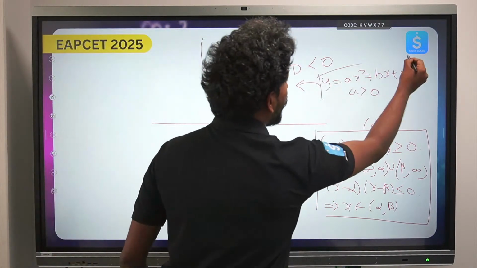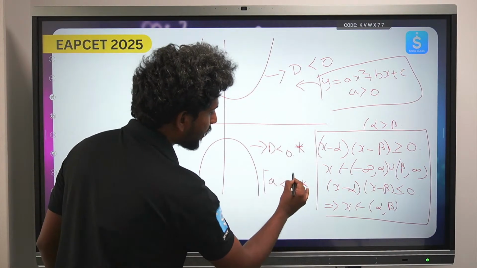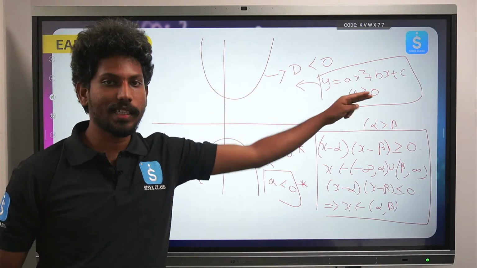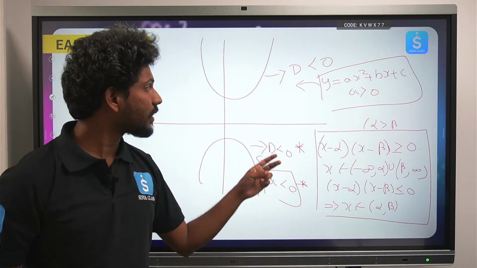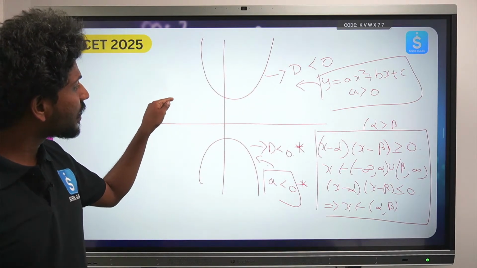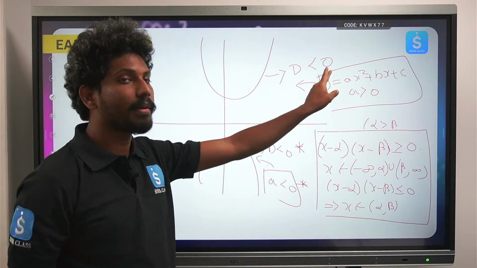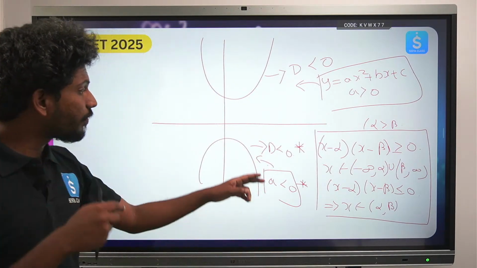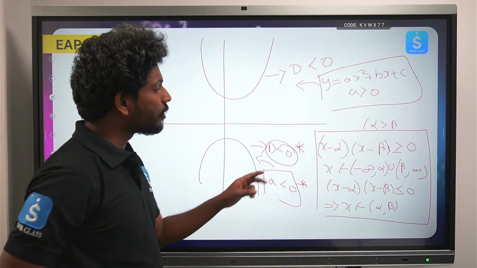Just try to take down this one note point. When the parabola is facing upward, a will be greater than 0. When we have it facing downward, a will be less than 0. Specifically, they're talking about those parabolas where it is not even touching the x-axis. The discriminant should be less than 0, and here also the discriminant should be less than 0. So we'll be recurrently using this one.